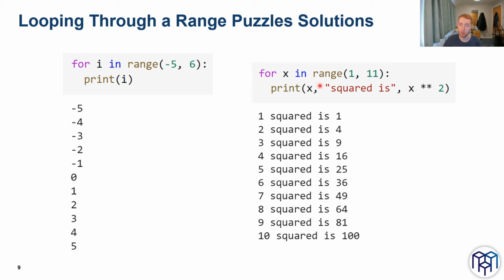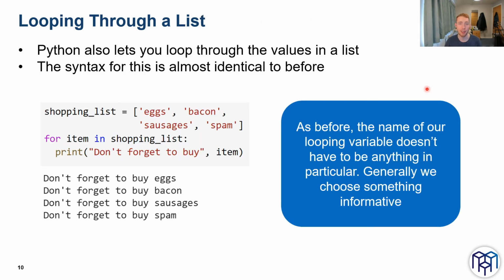And then we print out, and I just put this in a sentence here. You could just print out the squares if you wanted. x squared is, and then the square of x using this double asterisk here. Or you could have done x times x. Okay, so that's how we loop through a range.